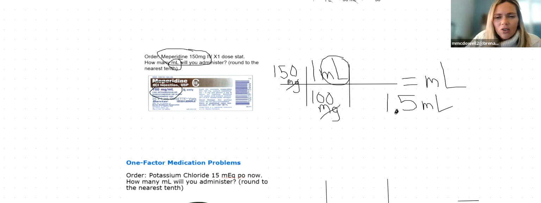Now it says round to the nearest tenth. I don't need to do that. I've already got 1.5. It's already in the nearest tenth. Now, if my answer had been 1.67, I would have to round this up. So remember, anything 0.5 or greater, you round up. Anything less than 0.5, you would round down. Okay? All right, let's do it again.